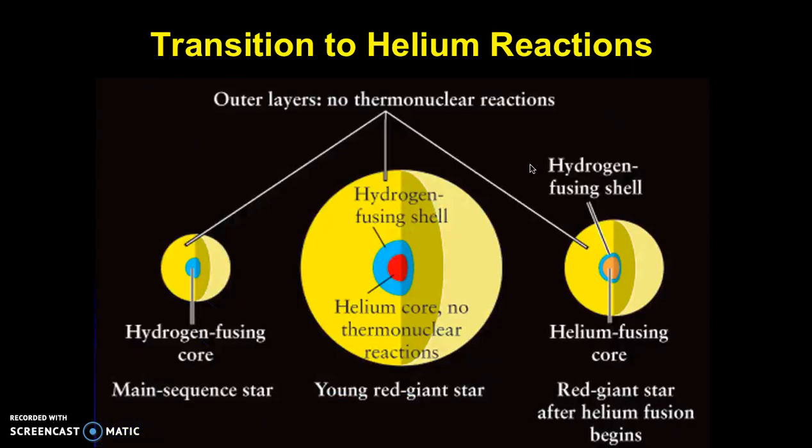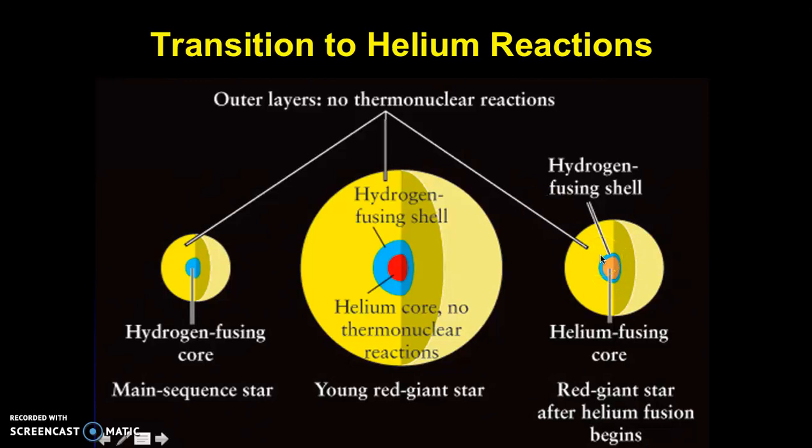So, the transition to those helium reactions. We start off with the hydrogen fusing core, a main sequence star like this. Once that hydrogen fusion stops, the core tries to contract, so all we have left is helium that's not yet reacting. Instead, we have a shell of hydrogen burning gas, and this causes the star to poof out and become a red giant star.